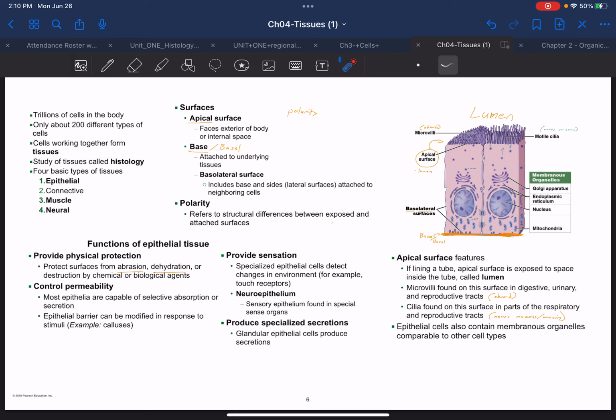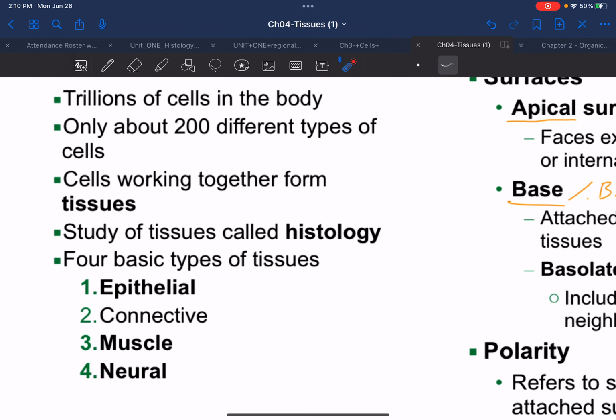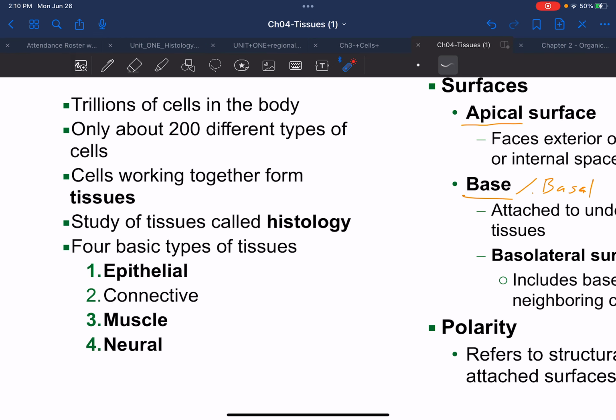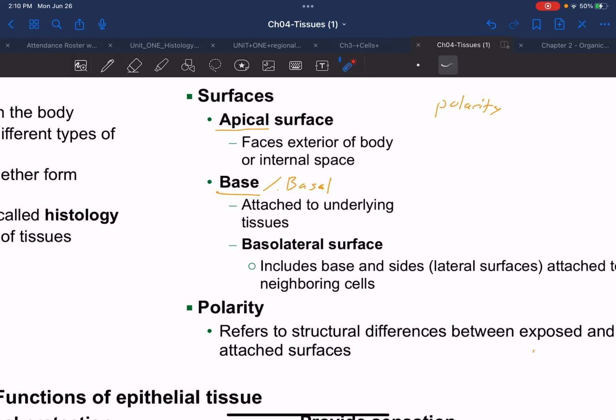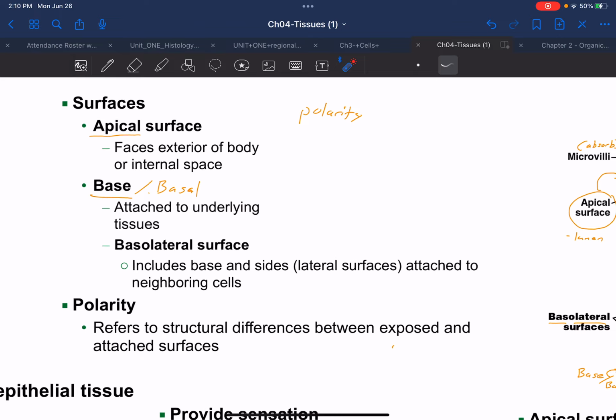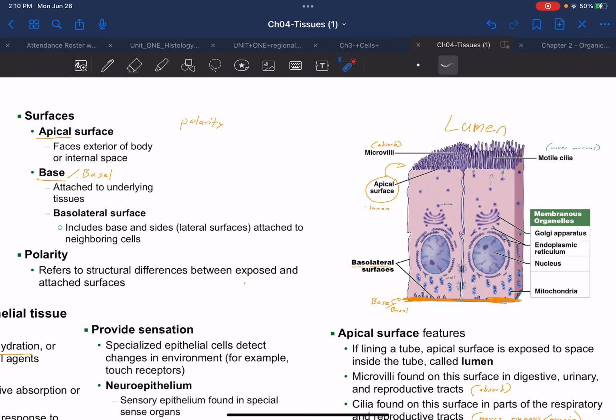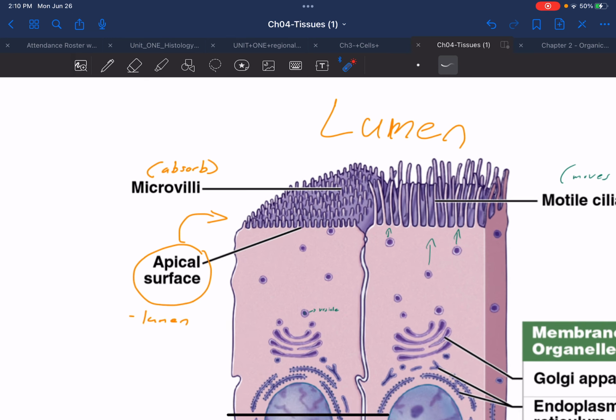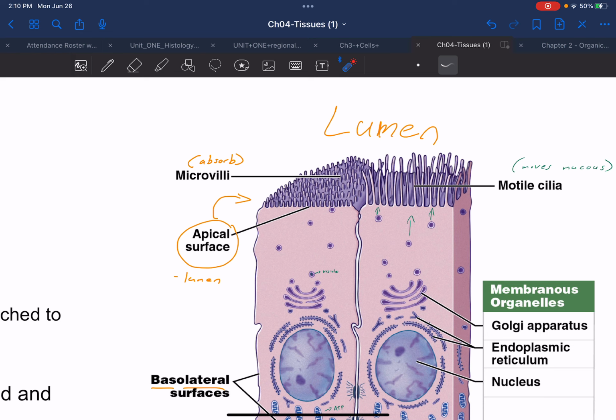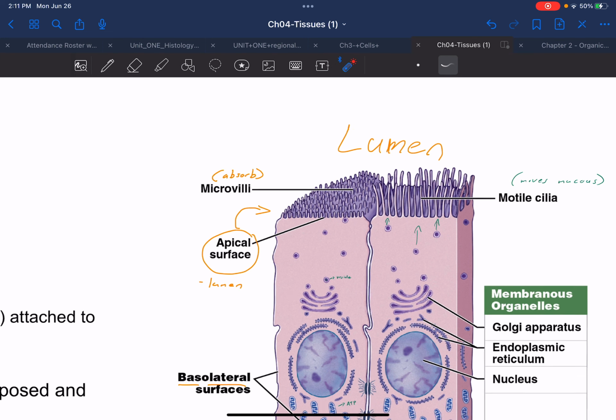So basics. Histology, study of tissues. We know this. Cells working together, tissues. We know this. This first packet that you have will cover epithelial, muscle, and neural. And then connective is on the other packet. And here, surfaces. We have two sides or polarities to cells. An apical surface is going to be the surface in contact with the lumen, just like we learned in lab. Nothing different to add here. Microvilli are found on the side where the lumen is. And cilia are also found on the side where the lumen is.